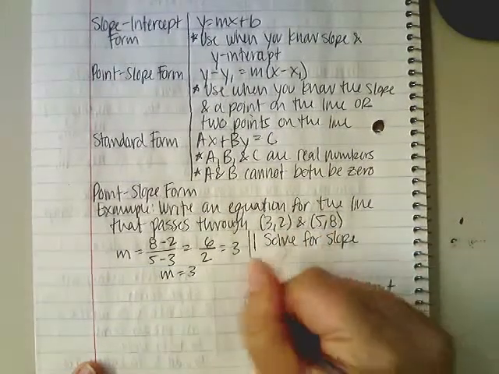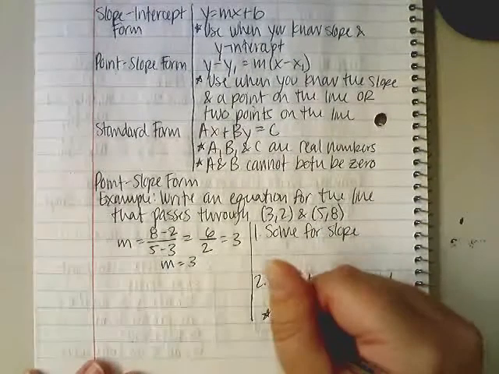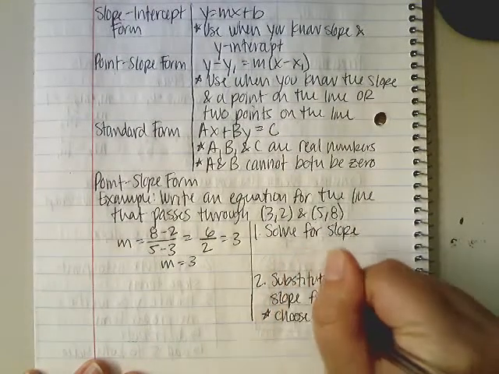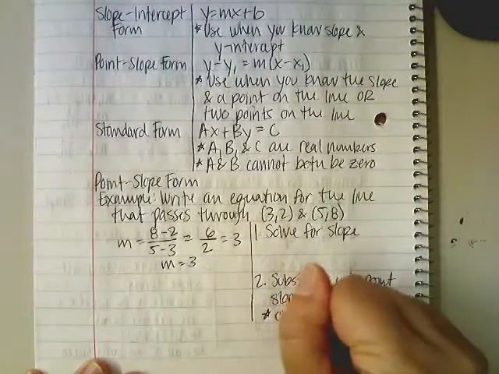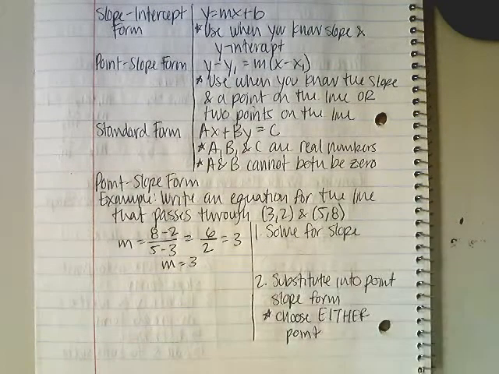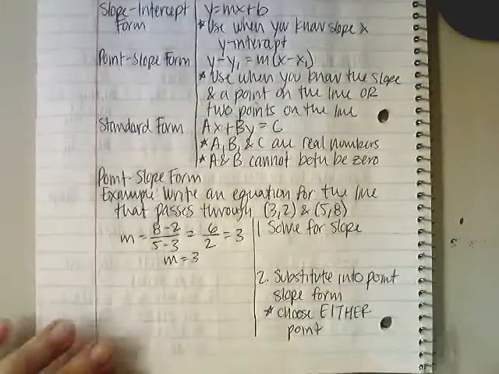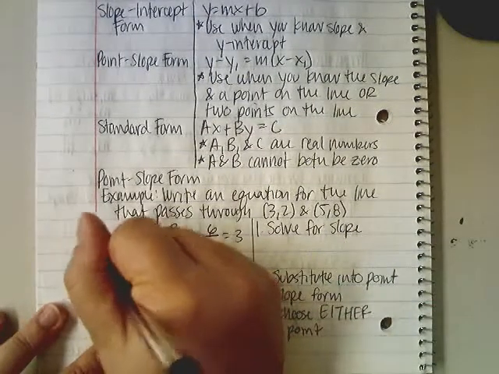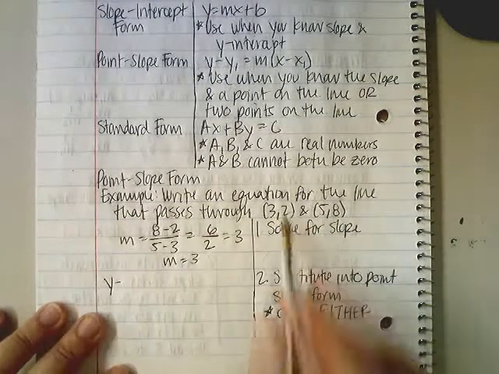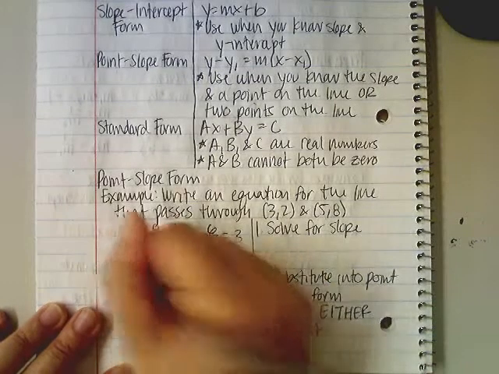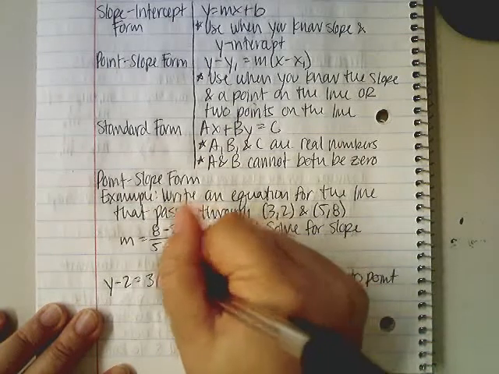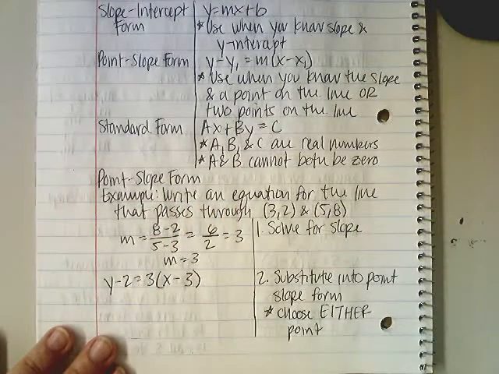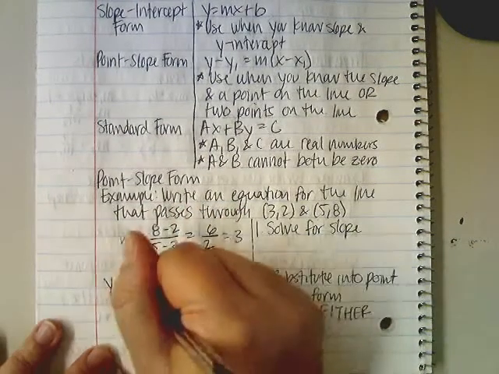And I'm going to make a note here. You can choose either point to substitute in. So I'm going to give you the two possible equations for this line given the 2 points that we have. So we can do y minus, we'll use our first one here. So y minus 2 is equal to 3 times x minus 3. So that is our first possible equation in point slope form.